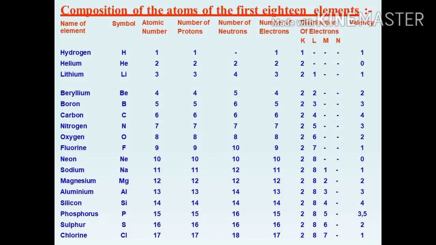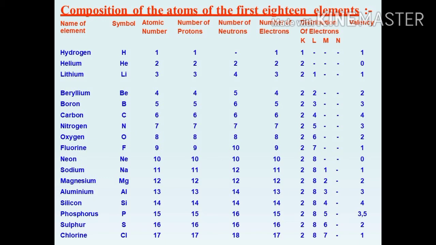K and L, because the K shell has 2 electrons and the L shell has 1, total 3. So what is the valency? The outermost shell contains only one electron. That is the valency. Beryllium, Be, atomic number 4.